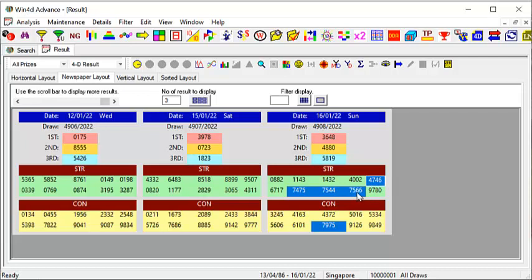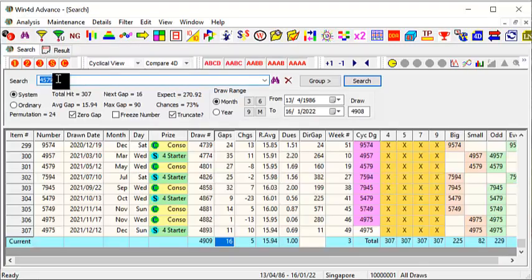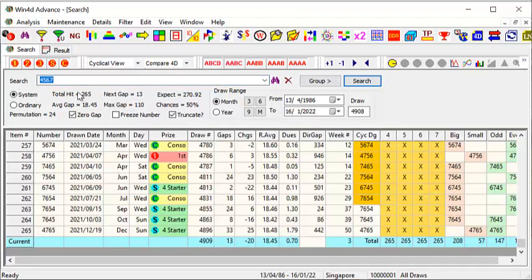Right? 756, 457, 457. So the next number that you may want to pay attention to is 4567. Now 4567, you take a look. Maximum hit so far 265. On average it should appear about every 18 draws. Currently it's already 13 draws, but most important, take note that it has rested 30 draws, 33 draws.